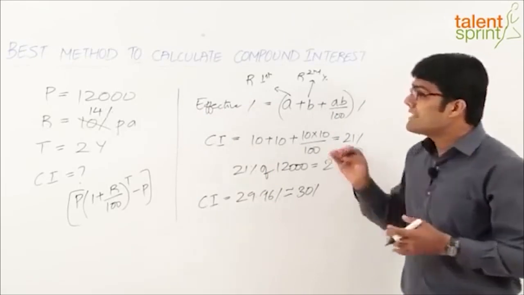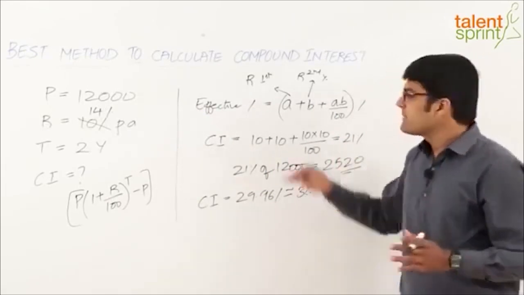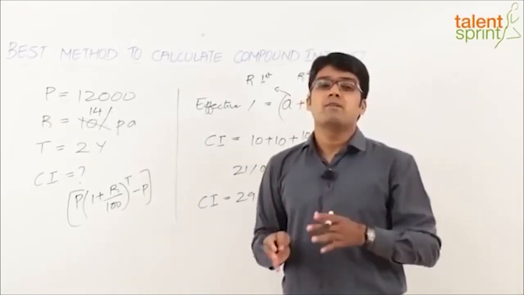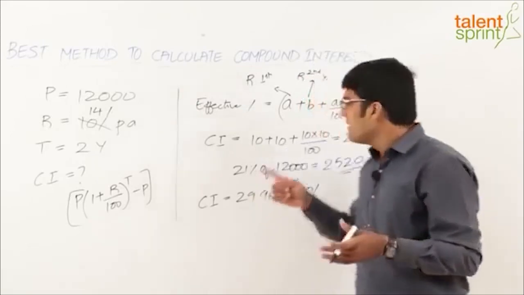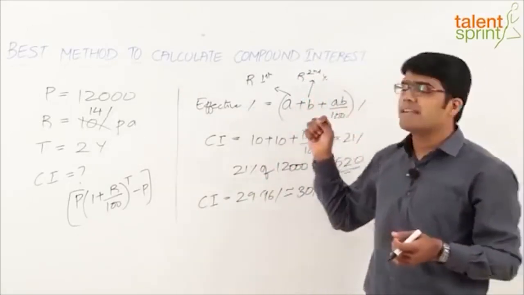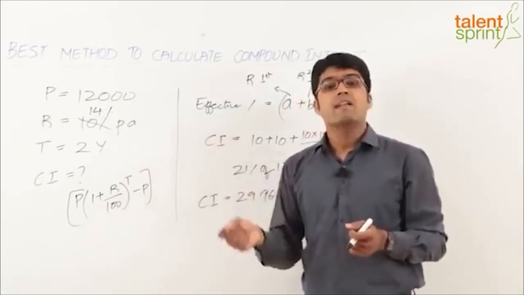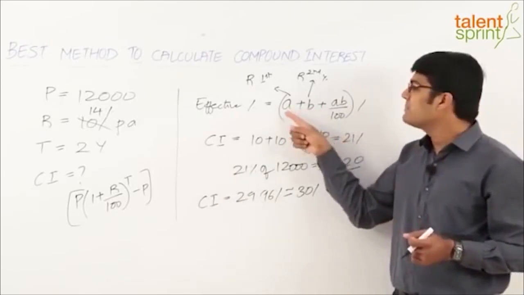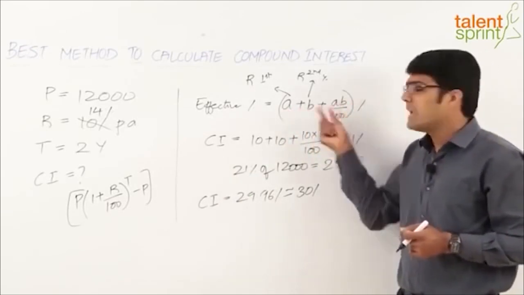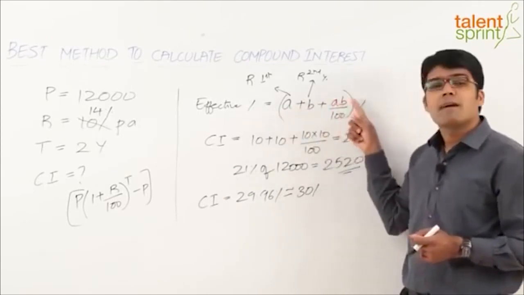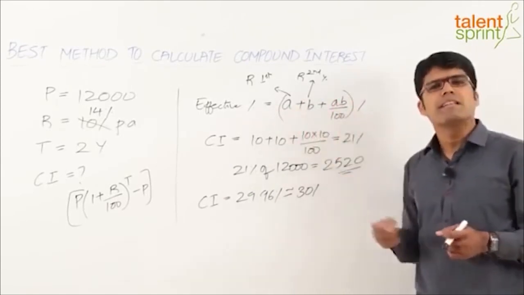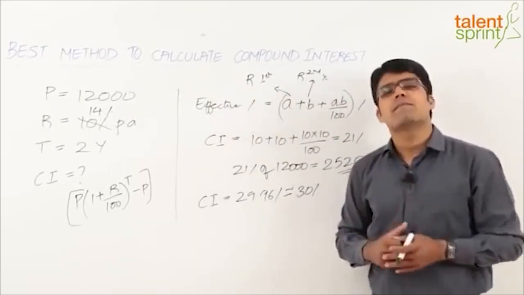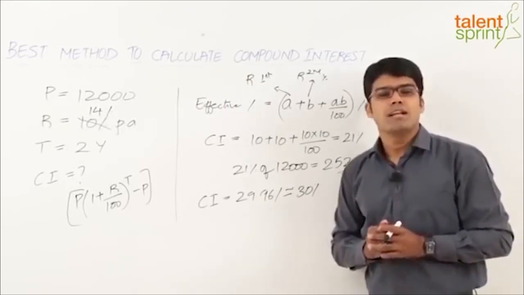So this is how we can calculate questions based on compound interest using the effective percentage concept. A few important points to be noted here: in case the rate of interest is different for different years, then we just need to substitute the values accordingly. For example, let's say the rate of interest is 10% for the first year and 12% for the second year. So how do we calculate the compound interest? A is 10 and B is 12. So 10 plus 12 plus 10 into 12 by 100. 10 plus 12 is 22. 10 into 12 by 100 is 1.2. 22 plus 1.2, 23.2%. 23.2% of 12,000. So this is how we can simply use effective percentage for solving questions based on compound interest.